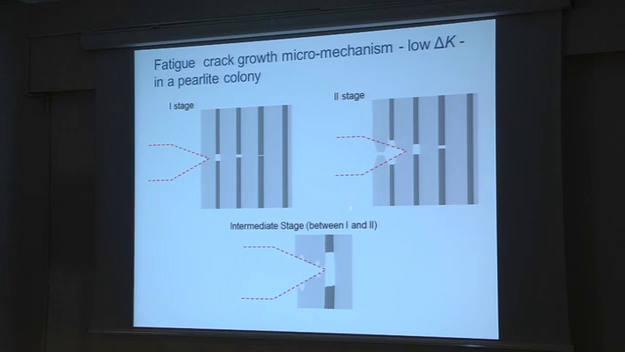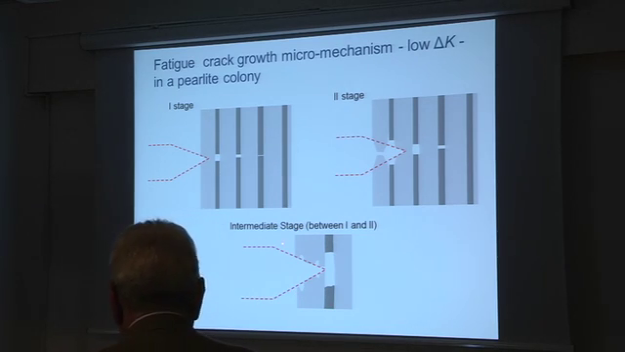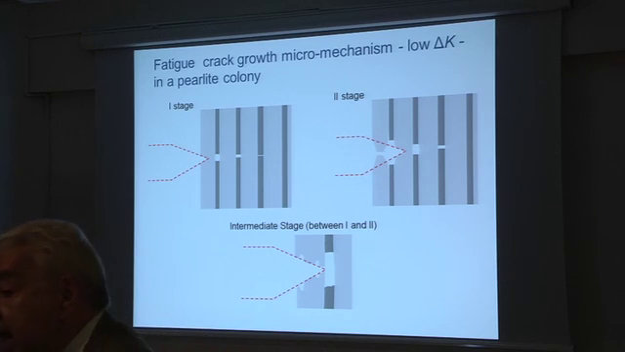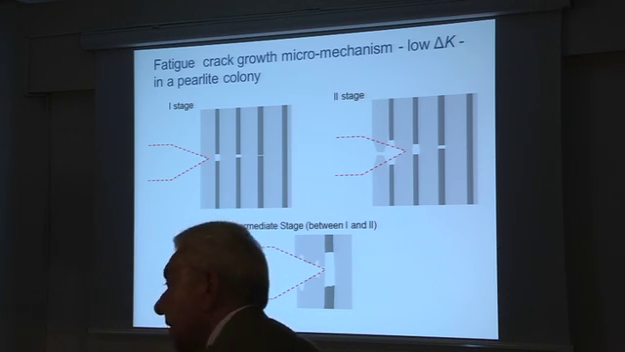What is the stage between these and these? It's a stage in which, if the delta K is small enough, so we are in the low part of the Paris law, you have the possibility of formation of striation. But where do you have it? On top of the broken ferrite lamella.